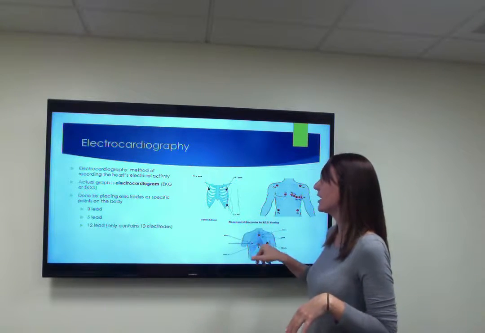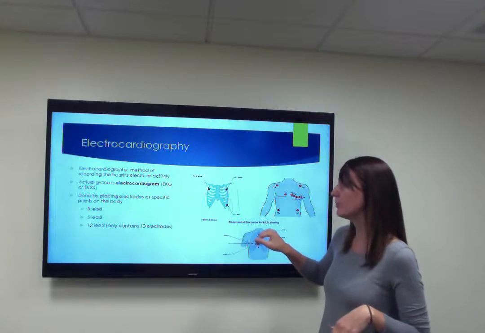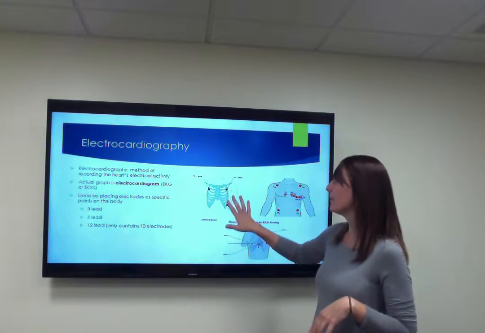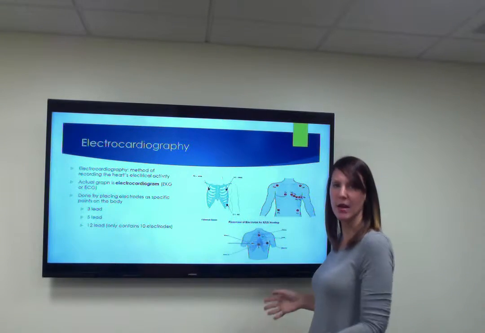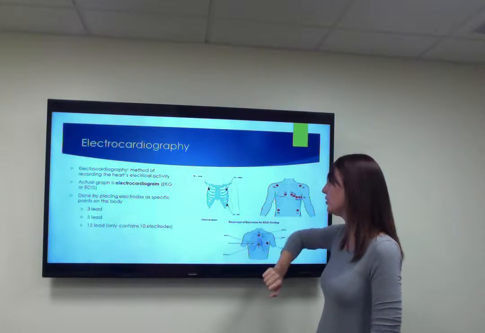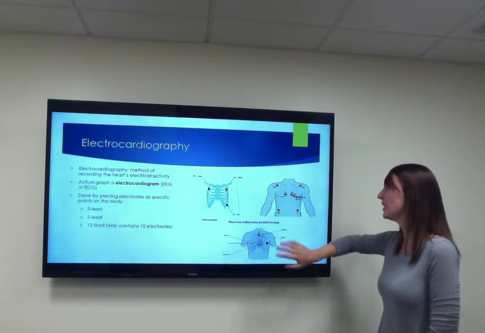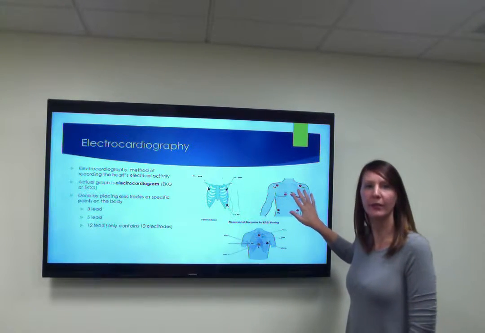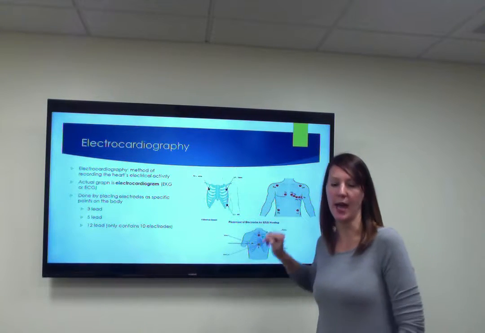There are 3 different kinds of electrode placements that you could have. Well, there's actually a number, but there are 3 main types. You have a 3-lead EKG, a 5-lead EKG, and then you have something that we call a 12-lead EKG, but it really only has 10 leads.